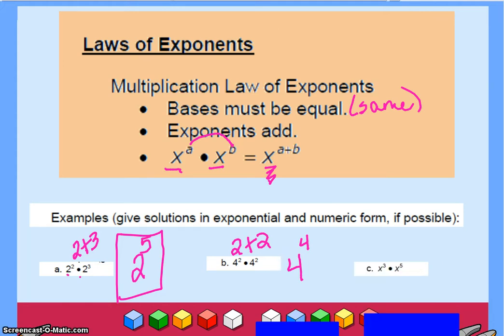X to the 3rd times x to the 5th, your base is x, and then you're going to say 3 plus 5, and so it's x to the 8th. Okay, your base stays the same. Doesn't matter whether it's a variable or a number, and your exponents will get added.